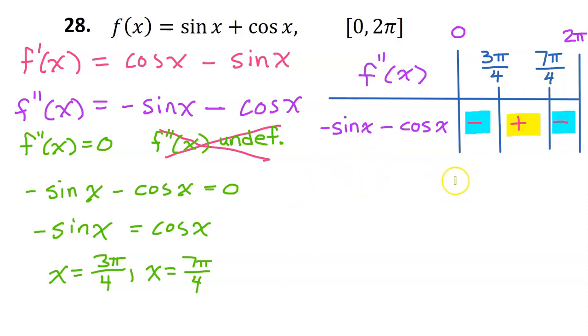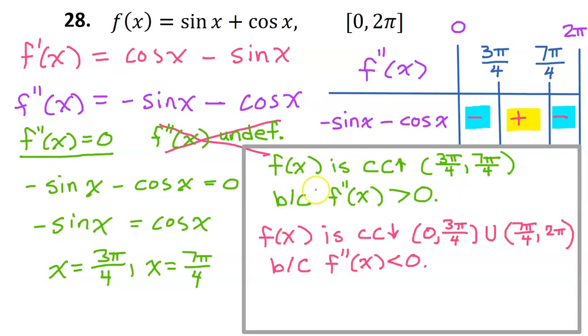Let's go ahead and write that up. So we would say f of x is concave up from 3 pi over 4 to 7 pi over 4 because f double prime is positive. And f of x is concave down from 0 to 3 pi over 4 and from 7 pi over 4 to 2 pi because f double prime is negative.